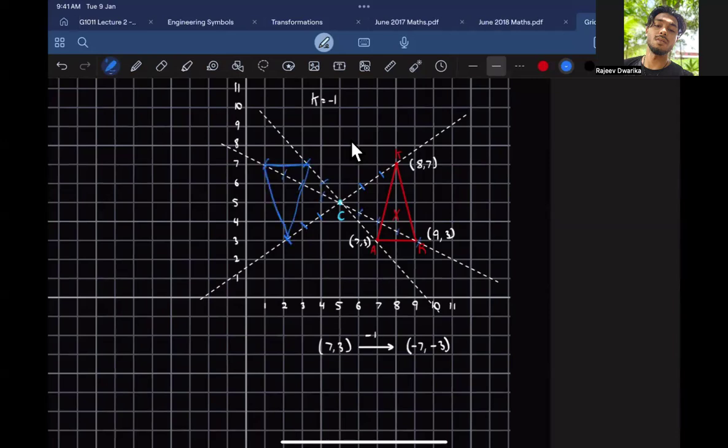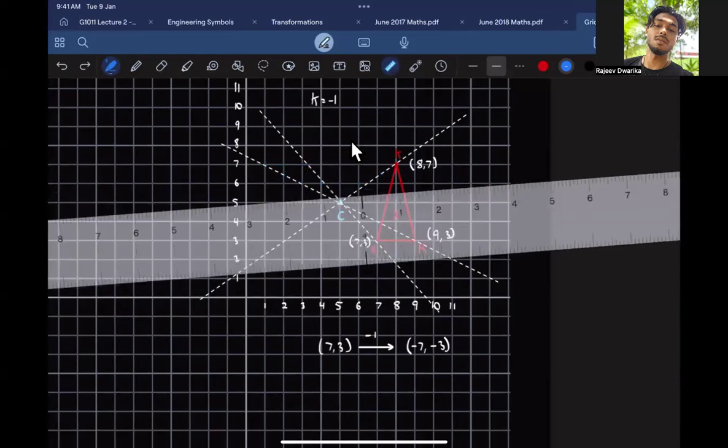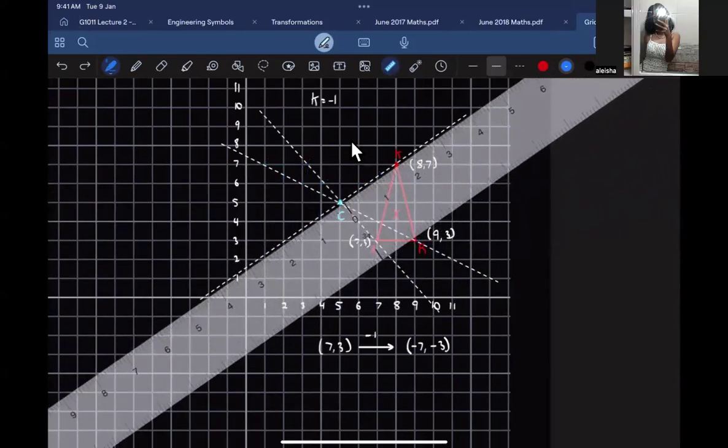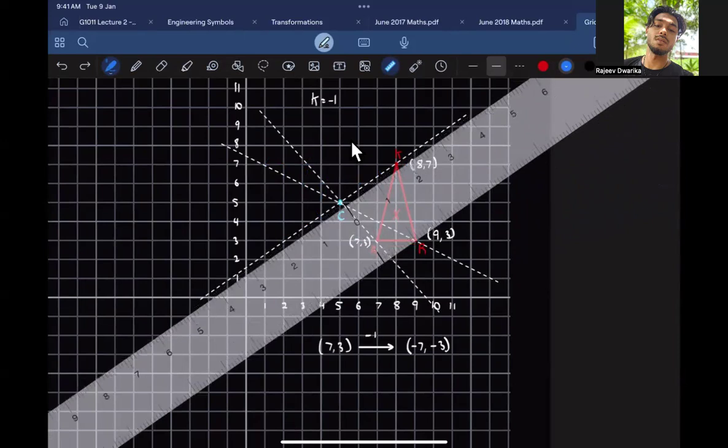So I could form the triangle, but there must be some easier way to do it. What you might have to do is, let me show you. So, Alicia, you there? Yeah. What you might have to do is this. You draw your guidelines, and you're gonna take some measurements.